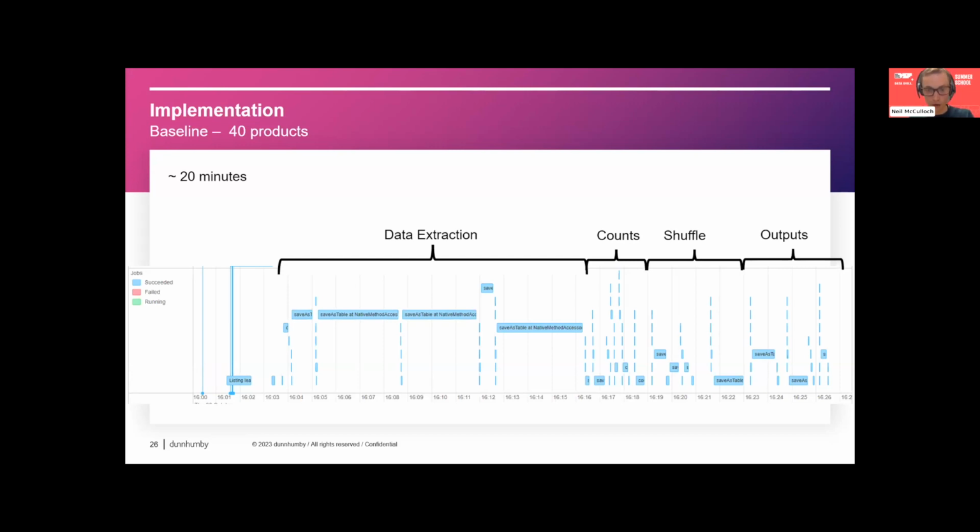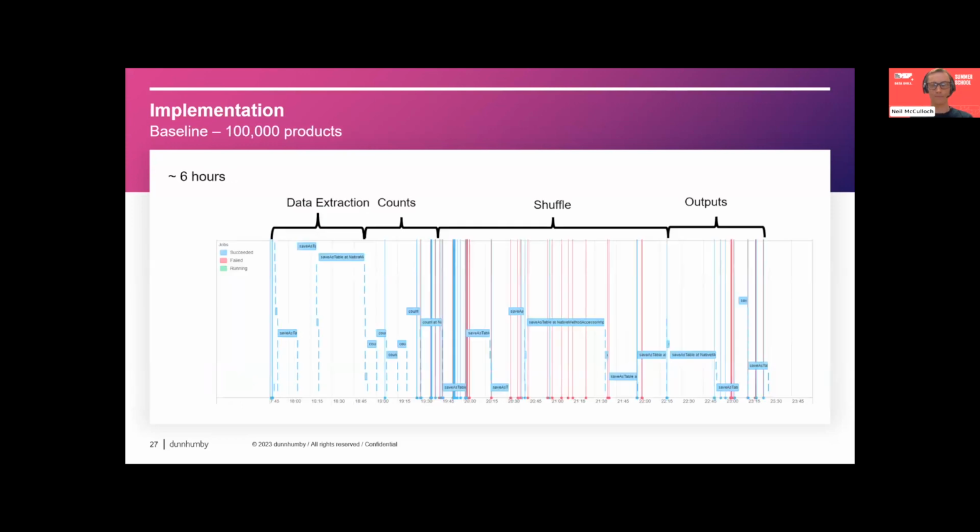The clump of count jobs, which we've identified as not being necessary, and the relative size of each section. At this level, which is 40 products, the data extraction dominates the runtime of the run. It looks like about 60% of the runtime is down to data extraction.